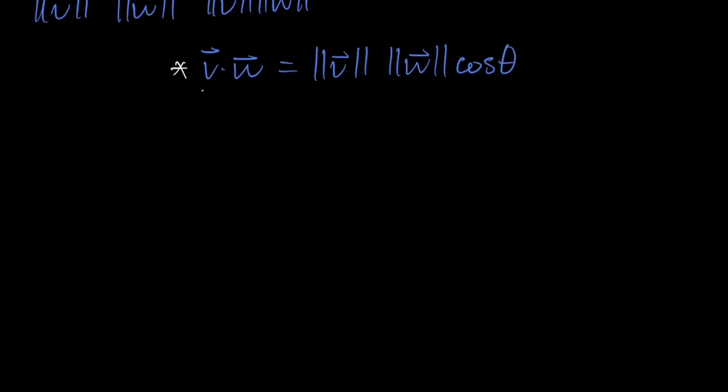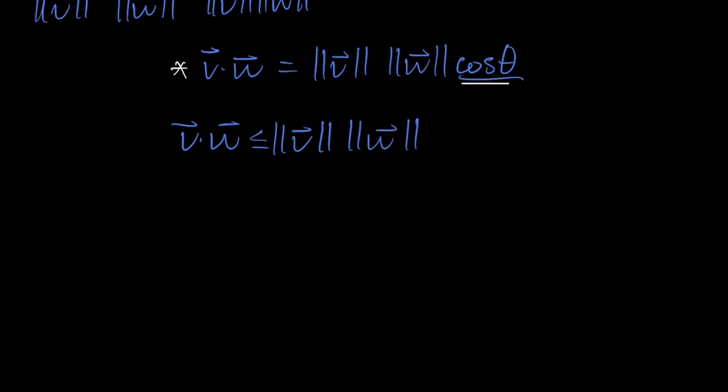Now, we can also notice an inequality over here. Cosine of theta is always going to be between 1 and negative 1, inclusive. This means that v dot w is between the maximum and the minimum. What is the maximum? Well, the maximum is when cosine of theta is the maximum, which is 1. So we have this when it's multiplied by 1. And what's the minimum of cosine theta? The minimum of cosine theta is negative 1, which yields this expression.